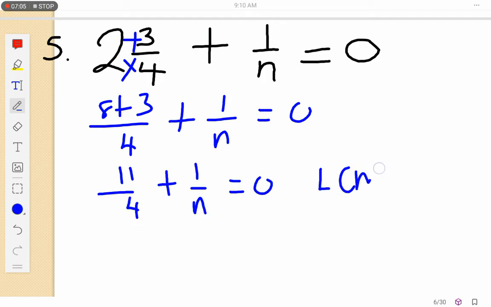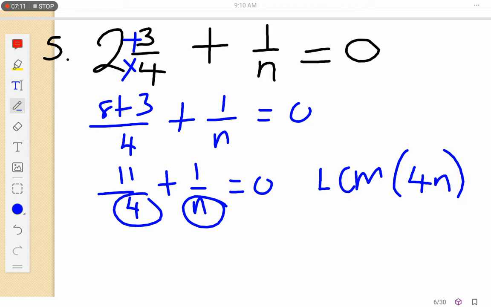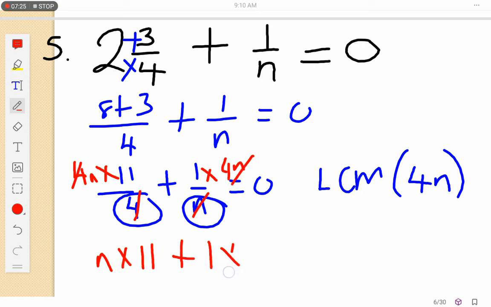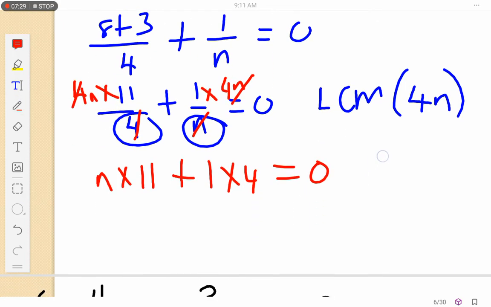Our lowest common multiple for our denominators, we can simply multiply them. We have 4n. So we can multiply everything by 4n. Okay, 4 and 4 cancel each other. We have n times 11 here, plus n and n cancel off each other. We have 1 times 4 is equal to 0 there. Okay, let's solve that one.